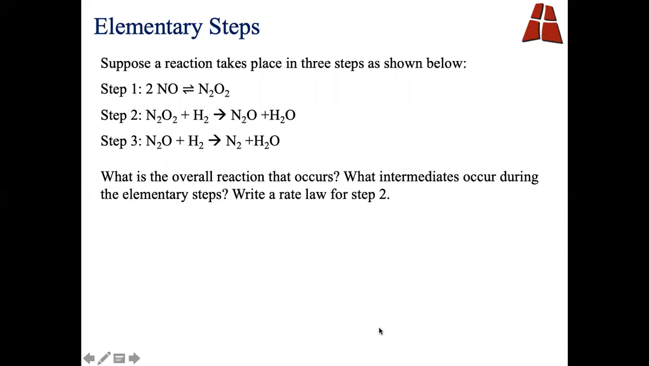Right, and so suppose we had this reaction here where we have NO in equilibrium with N2O. In the second step, we add in H2, we form these species, and in the third step, we go on there. And I ask you here, what is the overall reaction that occurs? What intermediates occur during the elementary steps? And write a rate law for step 2. I would encourage you to do that. We'll go over this in class again, but take some time to practice this. This could be a question that shows up on a quiz or a similar question at least, okay?